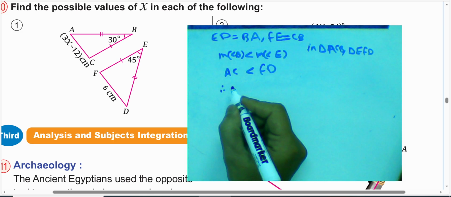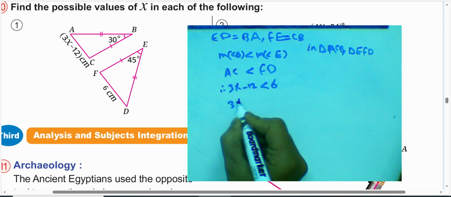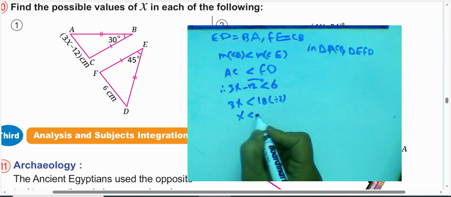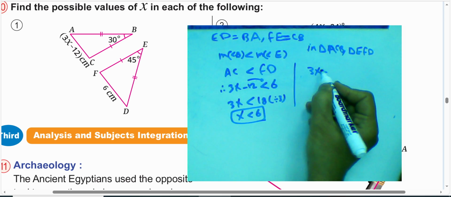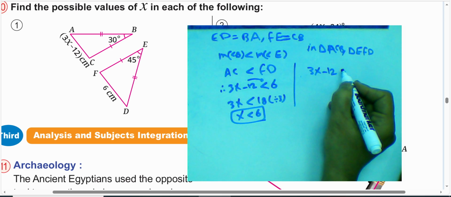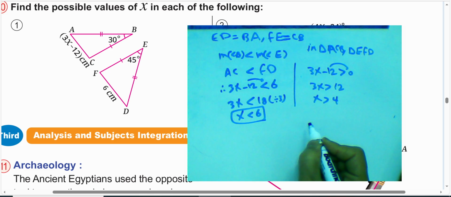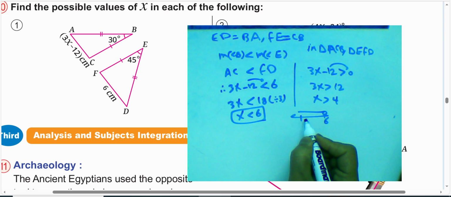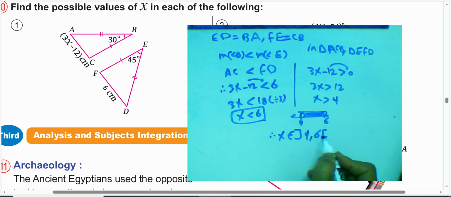Then AC, 3x minus 12, is less than FD, which is 6. Solve this inequality. Move negative 12: 6 plus 12 equals 18, divided by 3, then x is less than 6. Also we must know any side in a triangle must be greater than 0, then 3x is greater than 12, then x is greater than 4. With x less than 6 and greater than 4, x belongs to the open interval from 4 to 6.